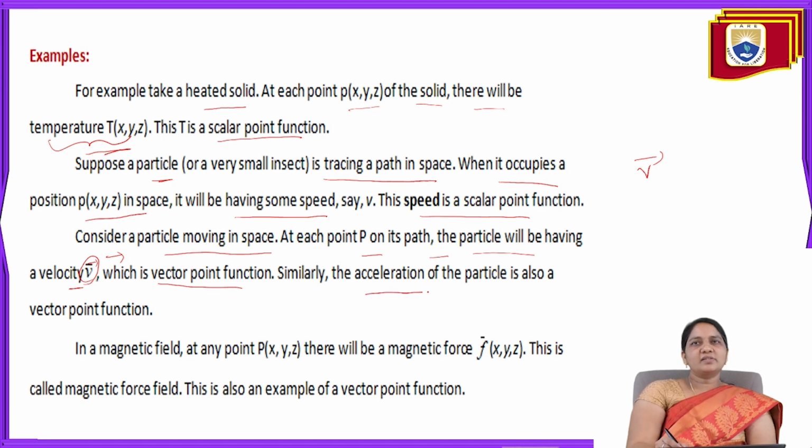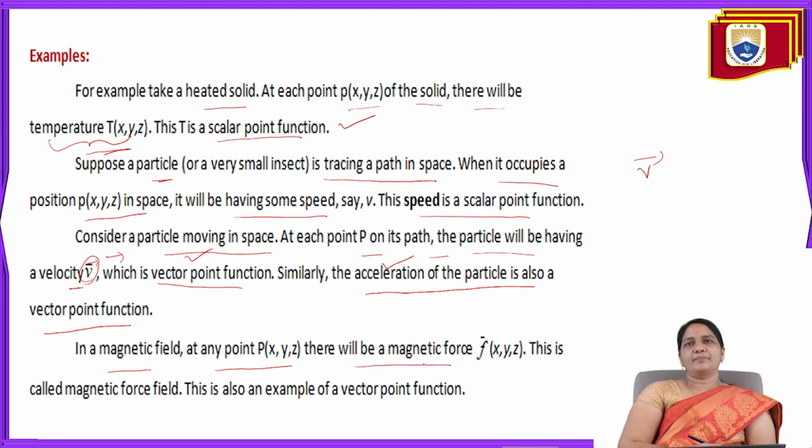Similarly, acceleration of the particle is also a vector point function. Here temperature is a scalar point function, speed is a scalar point function, and velocity and acceleration both are vector point functions. And in a magnetic field, at any point P of x comma y comma z, there will be a magnetic force, that is A bar of x comma y comma z.